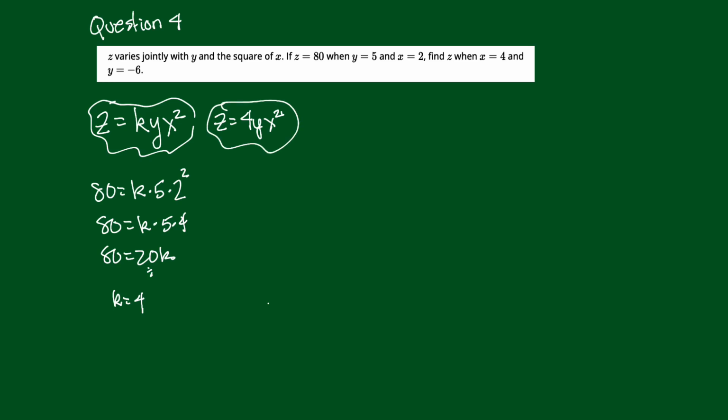Now, what is z when y is negative 6 and x is 4? All right, so what we want to do is find z. So find z when y is negative 6 and x is 4. So that will give us that z is equal to 4 times y, which is negative 6, times x, which is 4, squared. So z is, do those two, negative 24 times 16. So z is equal to negative 384.